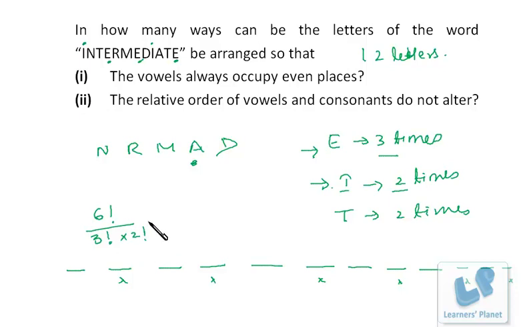Now this is the arrangement of just the vowels, right? Now the remaining 6 letters, that is, the consonants, can be arranged in 6 factorial ways. And further, T is repeated 2 times. That is a consonant, so further I would divide by 2 factorial. So these are the total number of ways when all the vowels occupy even places, right? So we just have to solve it, and you can solve it and you'll be getting the answer.